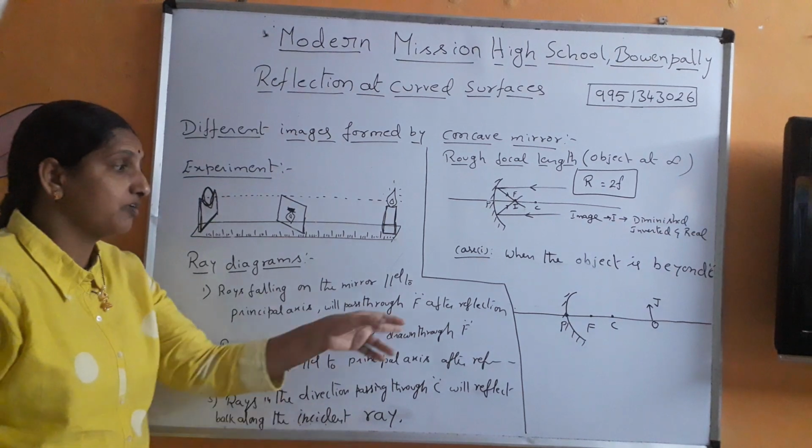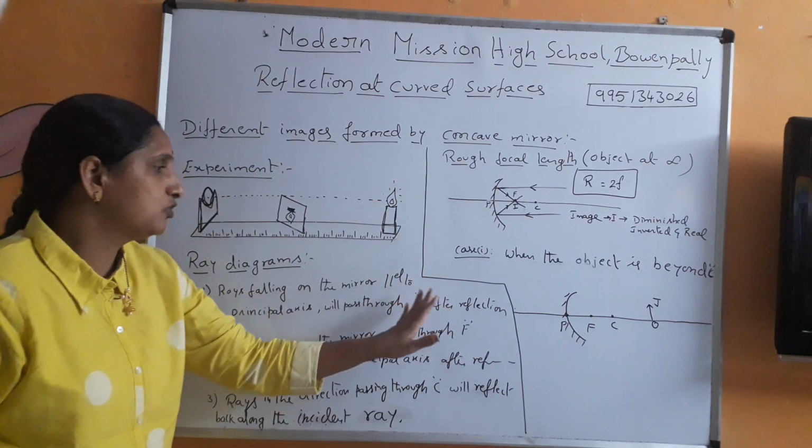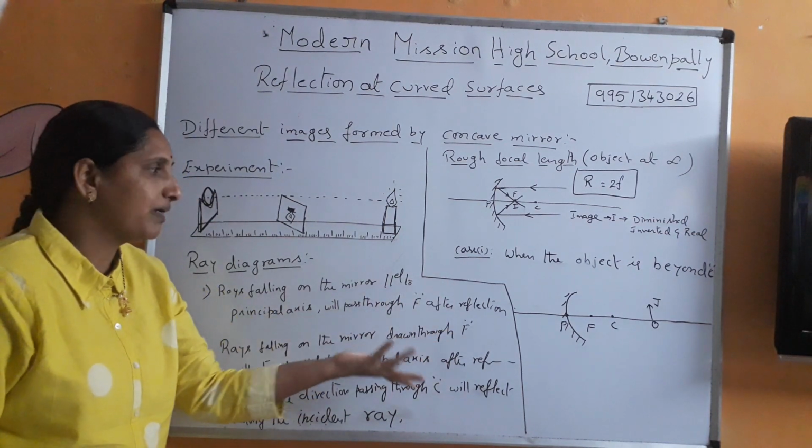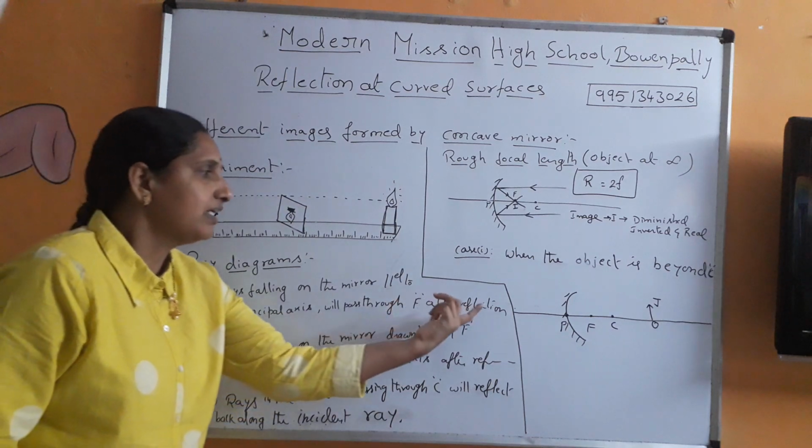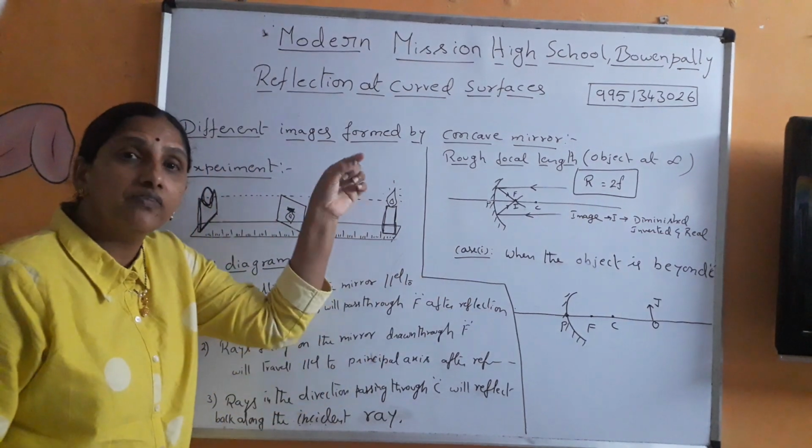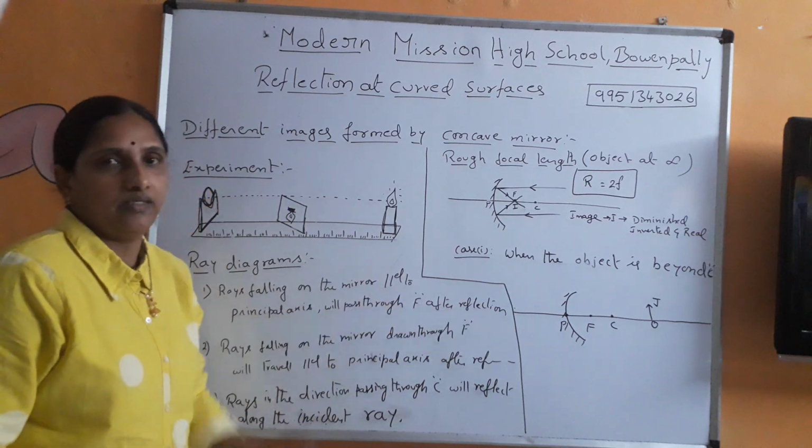After reflection. Some of you are saying only till here, pass through F. What are they which will pass through F? They are the rays after reflection. That means the reflected rays pass through F.